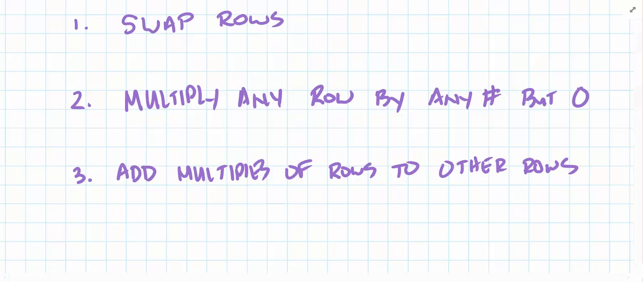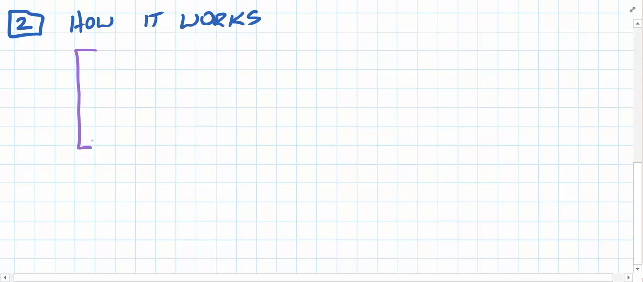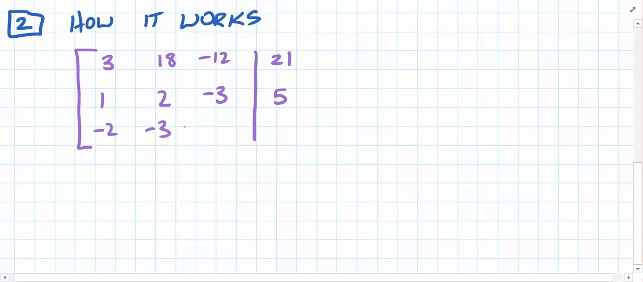So remember, we're doing everything by hand. This is the hard skill practice of section 8.1. We're doing everything by hand. So I'm going to show you how this works, okay? So I'm going to give you a matrix, and the matrix I'm going to give you is going to be this. Let's do 3, 18, negative 12, 21. Let's do 1, 2, negative 3, and then 5. And then let's do negative 2, negative 3, 4, and 6.